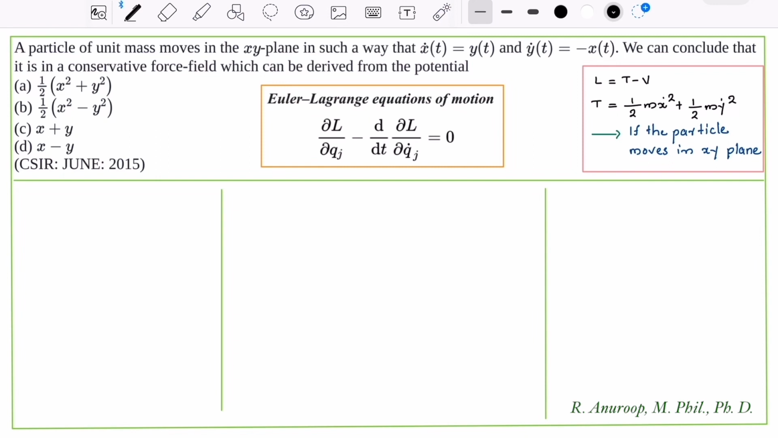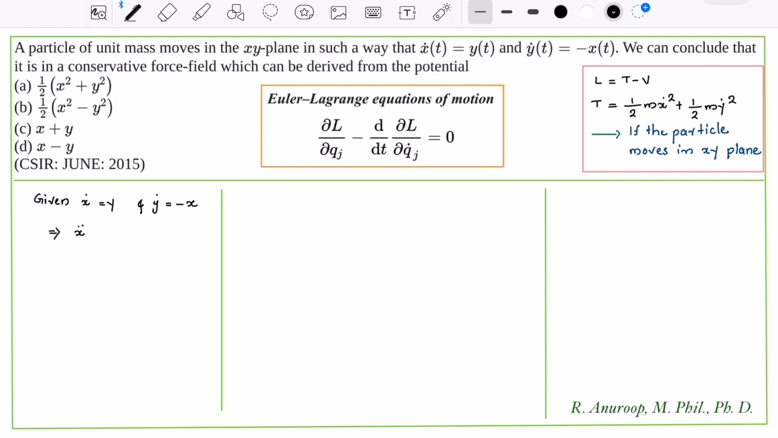In the present problem, two equations are given. We have to find out the corresponding potential. It is given that the particle of unit mass moves in the xy plane. Therefore, the kinetic energy is half m x dot square plus half m y dot square. It is given that x dot is equal to y and y dot is equal to minus x.